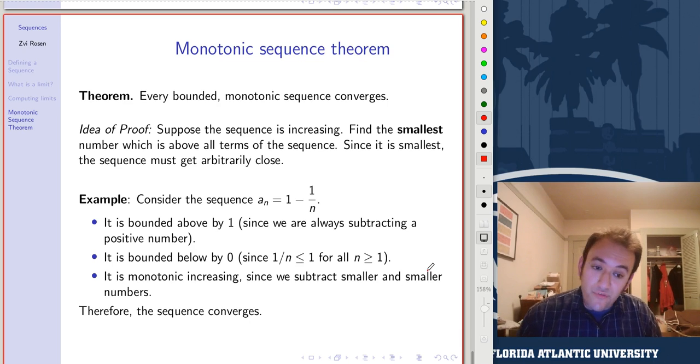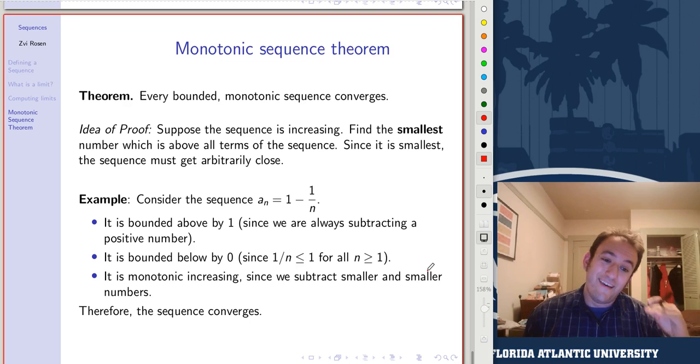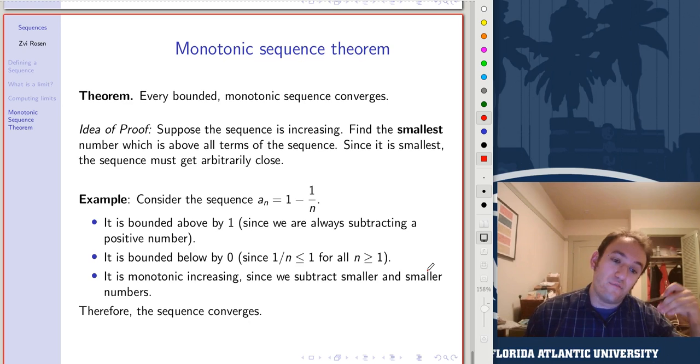The idea of the proof is the same whether the sequence is increasing or decreasing, so we'll suppose the sequence is increasing. You find the smallest number which is above all terms of the sequence. You know that the sequence is bounded, so some such number exists, so just find the smallest one. And since that's smallest, the sequence has to get arbitrarily close to that smallest number. And that's how you know that it converges.